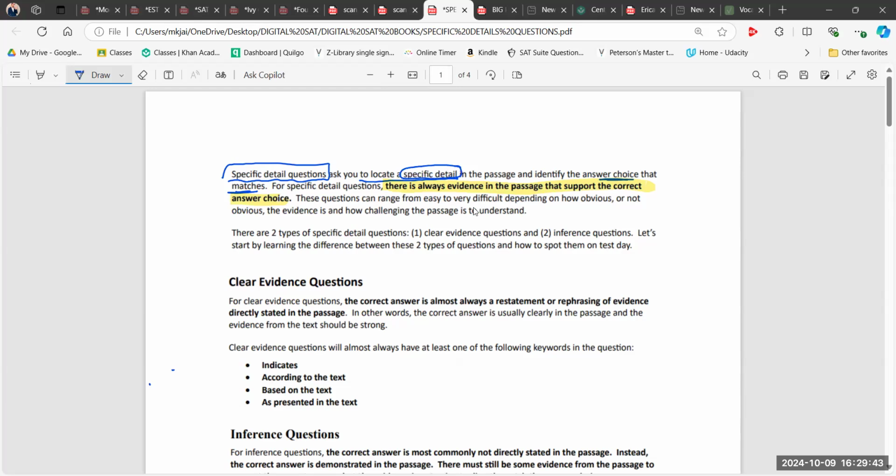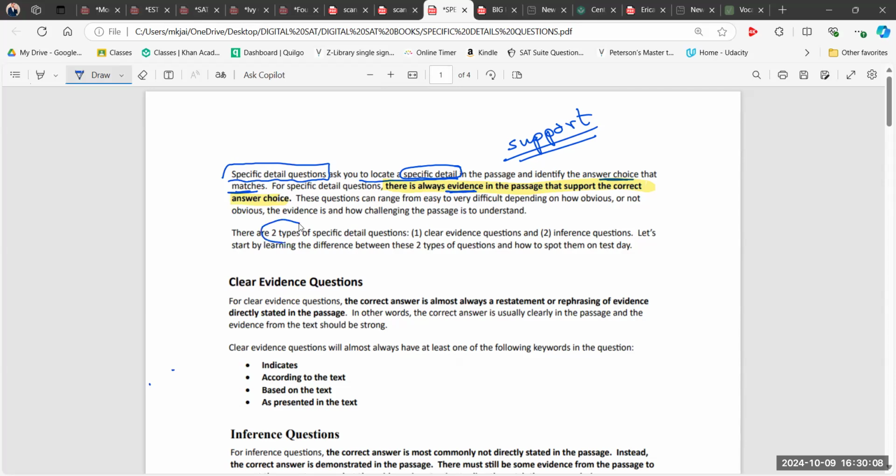Okay, how do we know the correct choice? There must be evidence. There must be a kind of support, Mariam. There is something in the passage that backs up your choice. Okay, these are different levels that we have. How many types of questions do you do? There are two types.